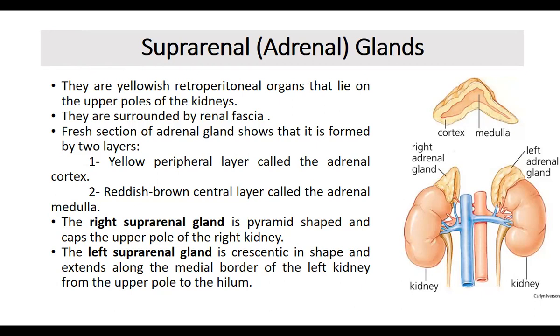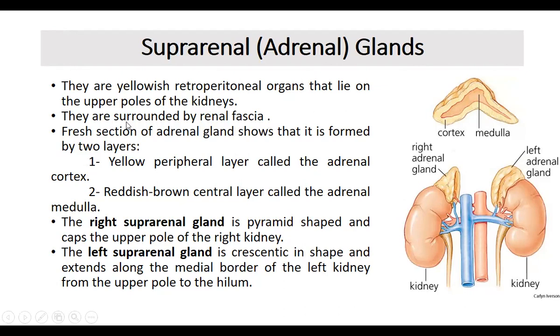Kidney, as you know, is covered by, actually there are four coverings. Okay, the capsule will be tight and it will be totally covering the kidney. Then we have the retroperitoneal fat, as well as the renal fascia. Okay, and this renal fascia which is covering the kidney is also covering the suprarenal gland. So the renal fascia which covers the kidney also covers the suprarenal gland.